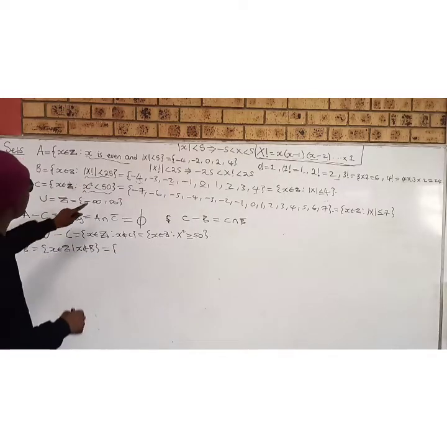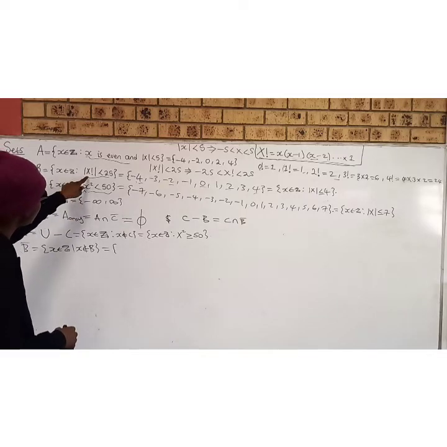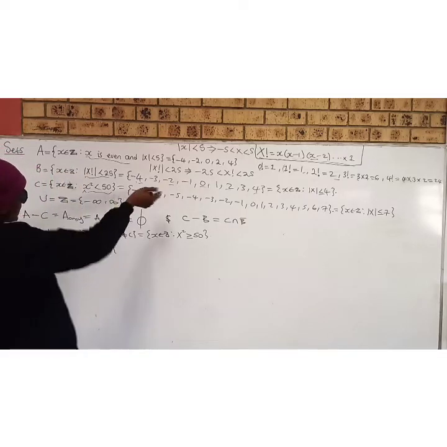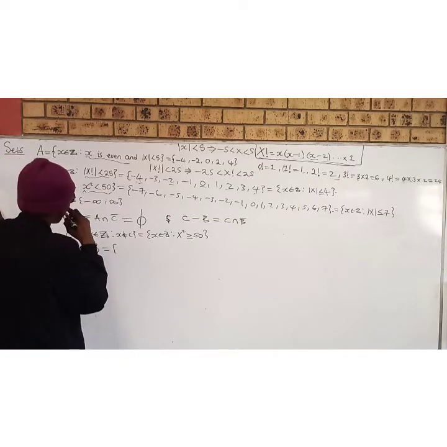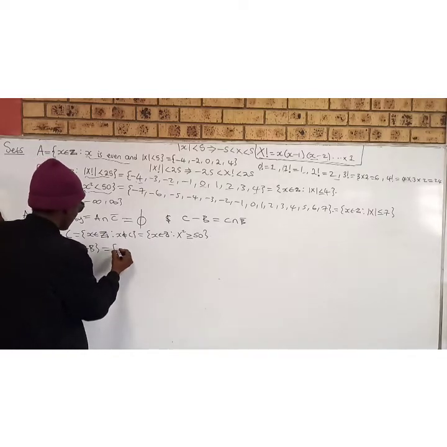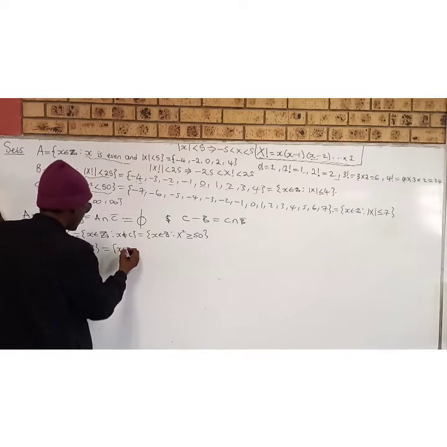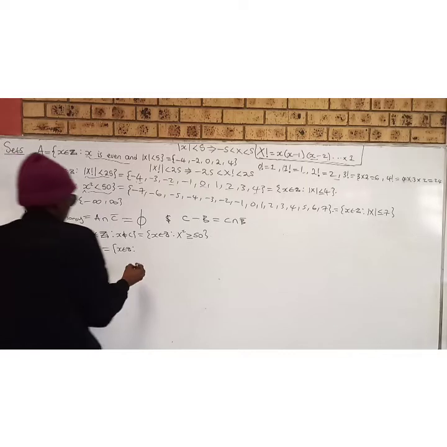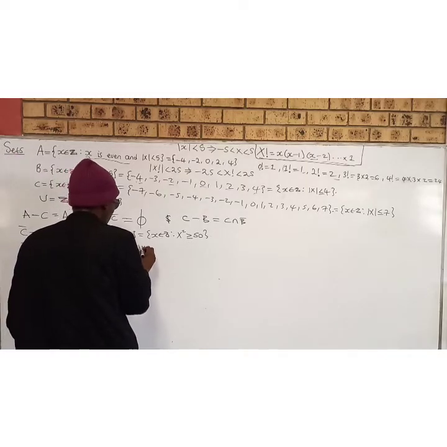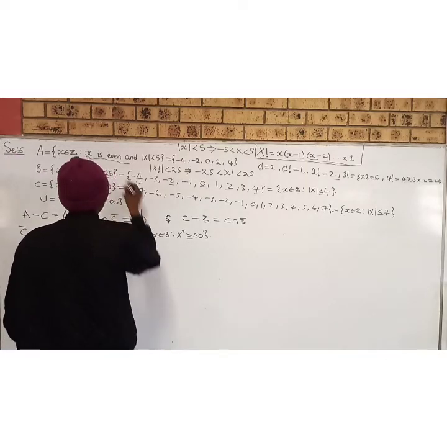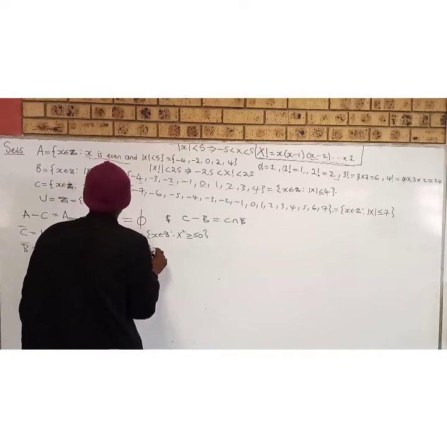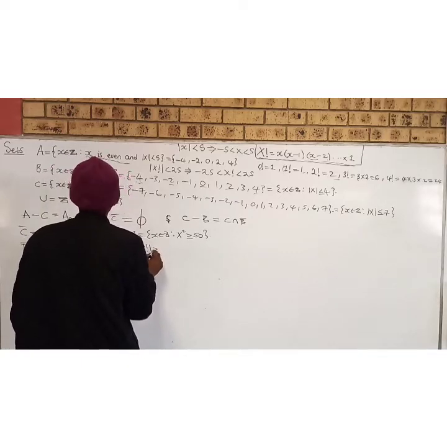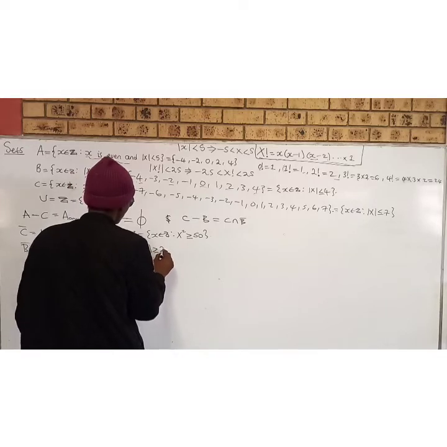So this set is defined by what? When we complement B, where is our B? We complement our set B. So the same way we did, this is the same as: x an element of integers such that absolute value of x factorial is greater or equal to 25.